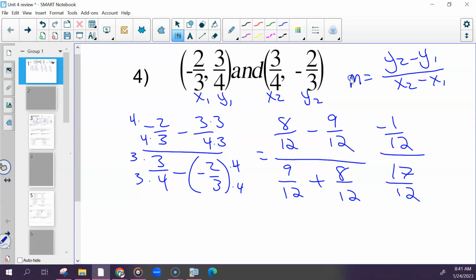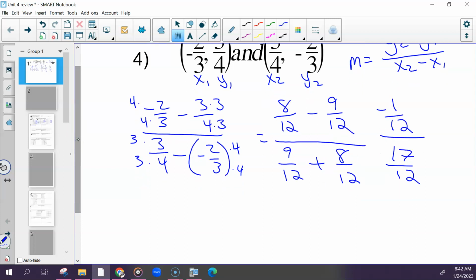At this point, you can either put this in your calculator. Remember that you would have to do fraction, and then in the top, another fraction, and in the bottom, another fraction. Or you can take the denominator, flip it, and multiply it to both the denominator and the numerator. The entire denominator is going to become 1. The 12s here are going to cancel, and you'll be left with just negative 1 over 17.